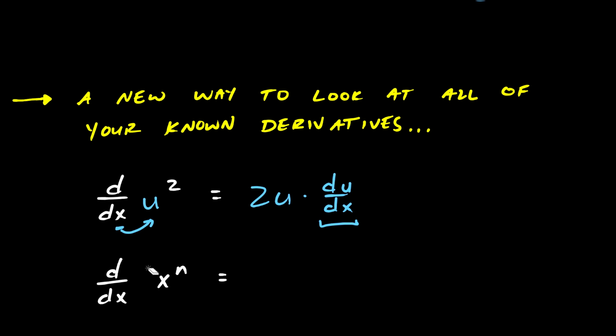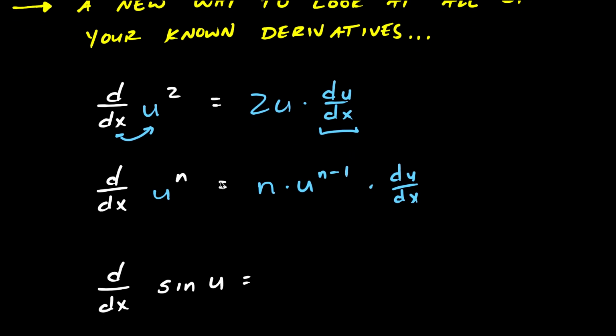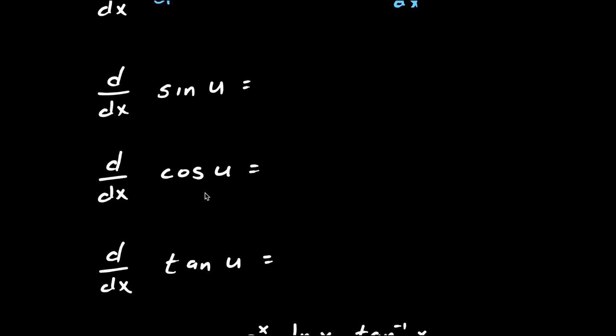So with taking the derivative of any power rule function, if you have u to the n, that's simply n times u to the n minus 1. But since u is some function of x, we'll multiply that by du dx. So I'd like you to do this for all of your known derivatives. So instead of sine of x, we're going to write sine of u. That derivative is simply cosine of u, where we multiply by du dx.